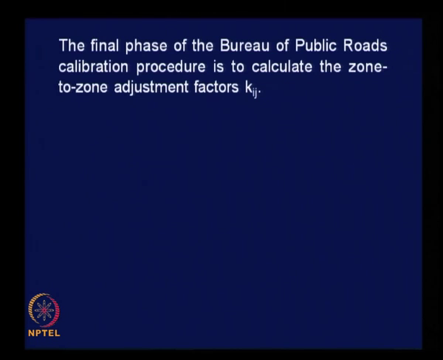The final phase of the Bureau of Public Roads calibration procedure is to calculate the zone to zone adjustment factor Kij. You may recall we talked about Kij. Kij has to be used where there are some special effects which make the trip attraction or trip distribution between zonal pairs totally different from the normal value of trip distribution.